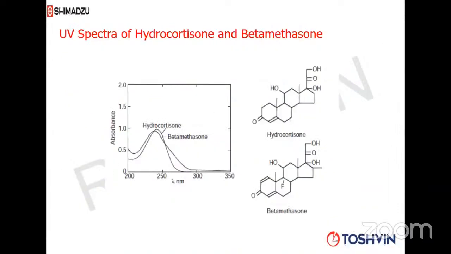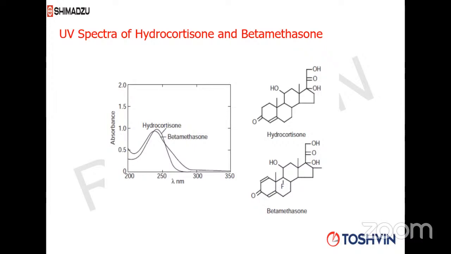See, this is an example: one is hydrocortisone and one is betamethasone, two different steroids. If you go for an IR analysis of this, an FTIR analysis, you can easily differentiate between these two because the IR spectra will be different. But if you go for UV analysis, I have shown the UV spectrum of both hydrocortisone and betamethasone on the left-hand side. You can say they are more or less identical. Almost overlapping.